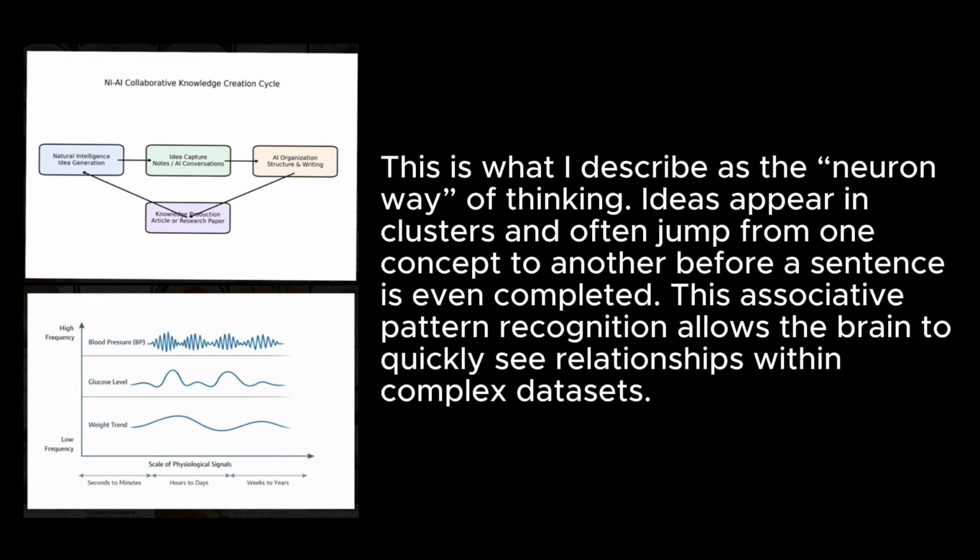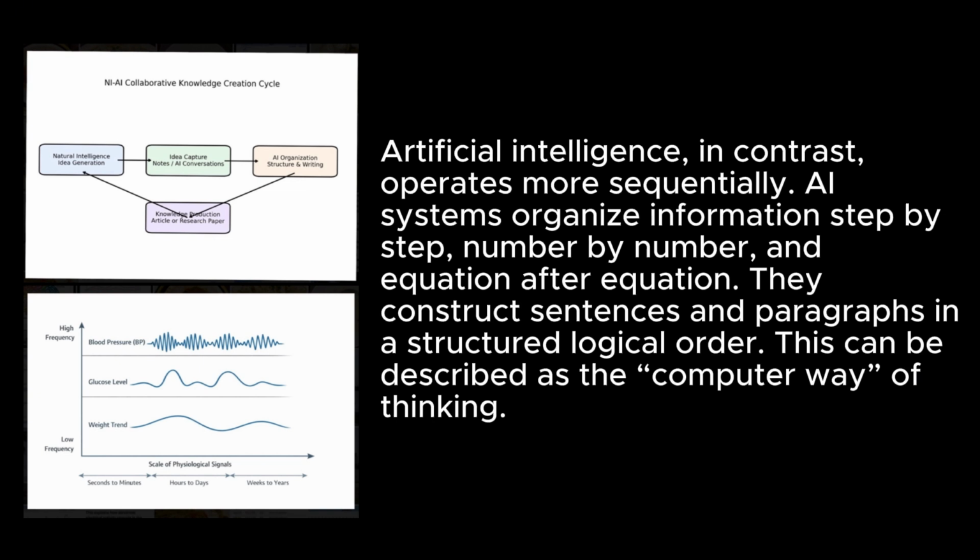Ideas appear in clusters and often jump from one concept to another before a sentence is even completed. This associative pattern recognition allows the brain to quickly see relationships within complex datasets. Artificial intelligence, in contrast, operates more sequentially. AI systems organize information step by step, number by number, and equation after equation. They construct sentences and paragraphs in a structured logical order. This can be described as the computer way of thinking.